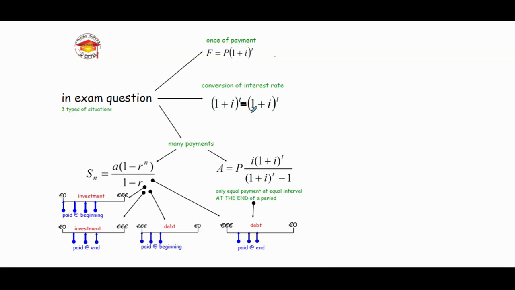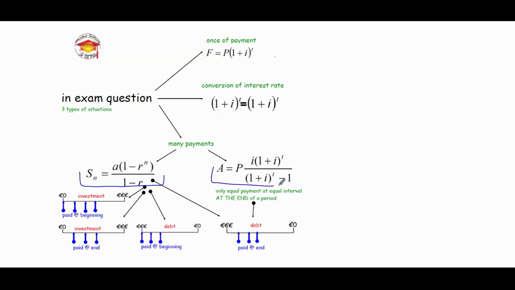Then the other type of situation very often is about conversion of the interest rate, yearly to monthly, yearly to weekly, yearly to quarterly. And then the next scenario is when we have many payments. When we have many payments, we have two options. Now, the Sn formula, so the formula for the sum in a geometric sequence, will work always. In all of the scenarios, we can use that formula.